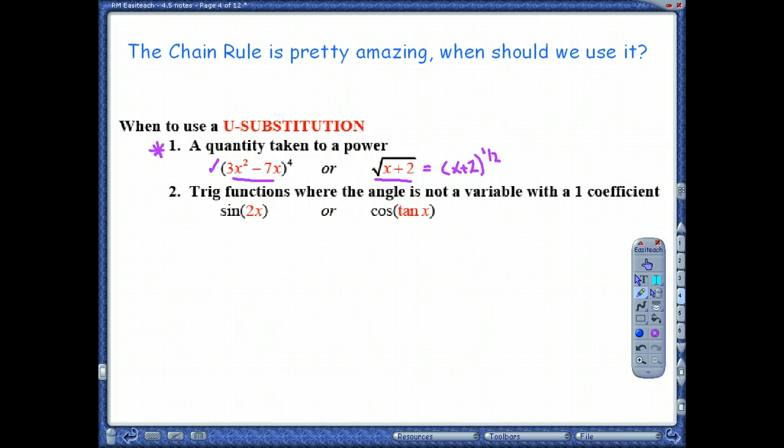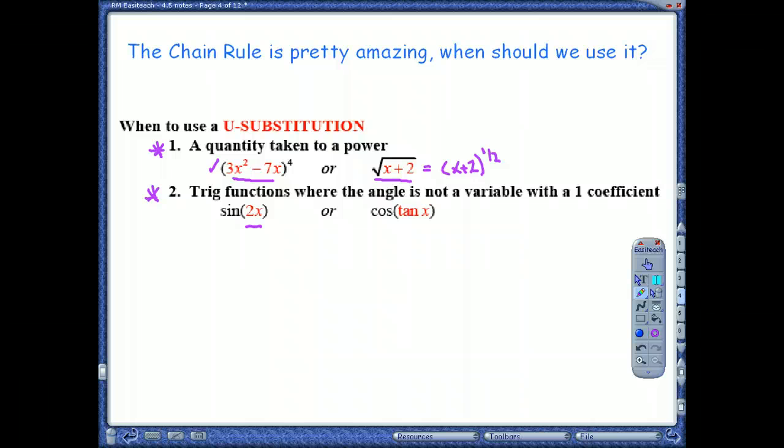We can't multiply our way out of this, so the only way to solve this would be through a chain rule. So quantities being taken to a power, and then your all-time favorite, trig functions. Remember how just changing the angle to a 2x instead of a 1x, that created a chain rule? Same rules apply. If I have sine of 2x, I can't integrate that as it is without using a chain rule. Well, what I could do is change this using the double angle formula, but guess what? I'd still need a chain rule to solve it.